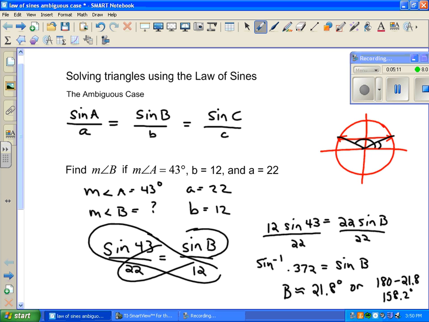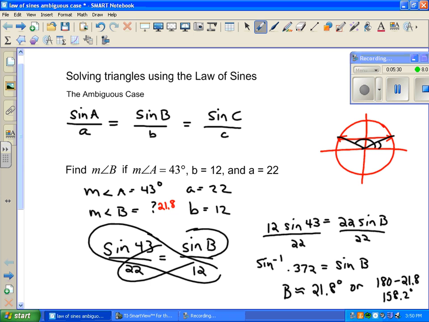Now, does that even make sense in this triangle? Well, I already have a 43-degree angle. So if I've got 21.8 for angle B, then there's still room to find an angle C. And notice how angle A, 43 degrees, is bigger than 21.8, and side A, 22, is bigger than 12.